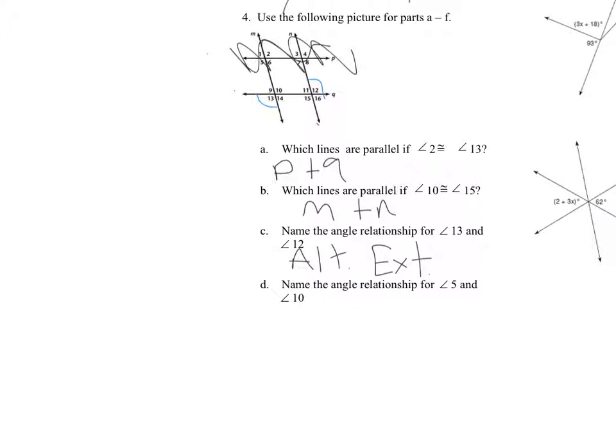Name the angle relationship for angles 5 and 10. So, erasing that. 5. Oh, that's a highlighter. 5 and 10. Alternate interior angles, right? We're ignoring this. They are in between the two lines. That's the interior.